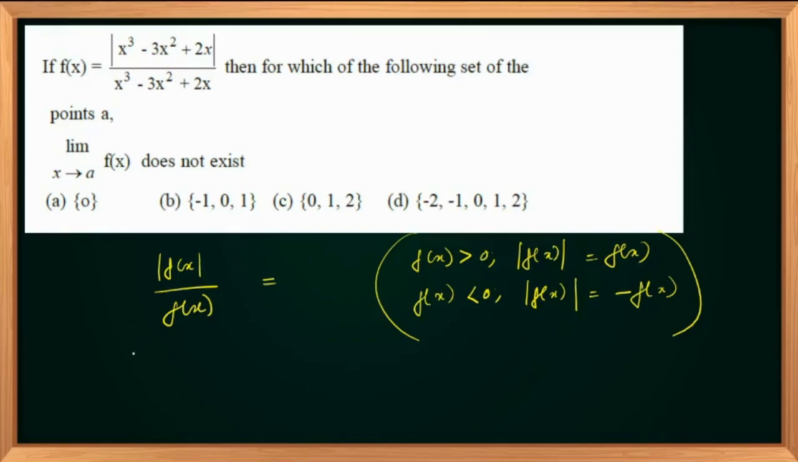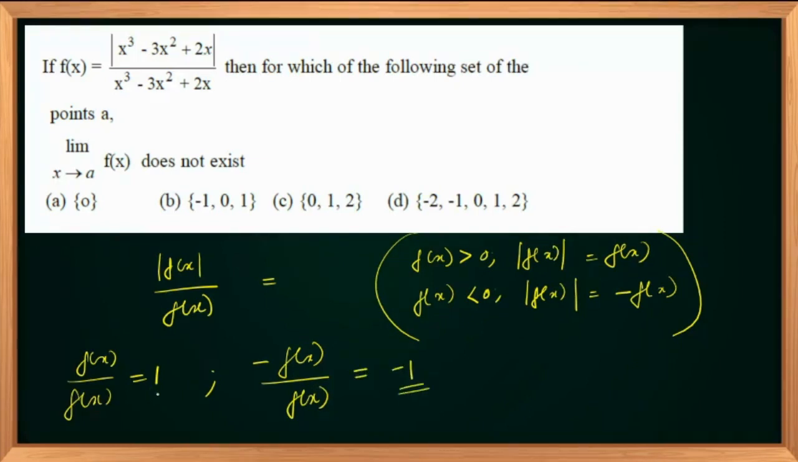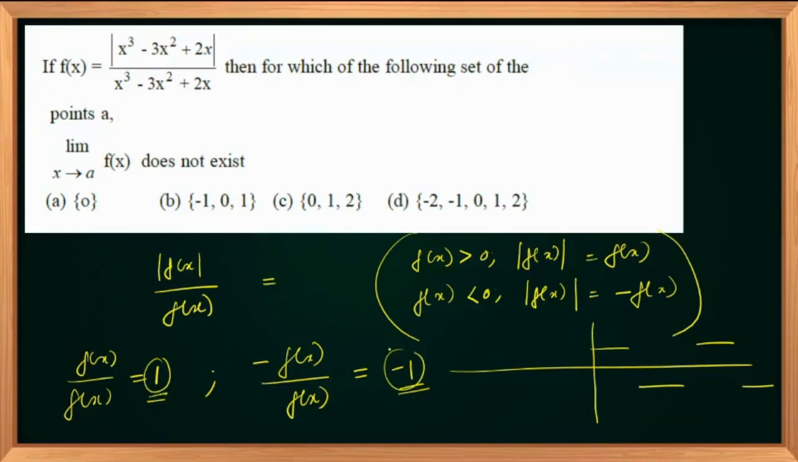So what I have here is, either I can put f of x by f of x, which is equal to 1, or I can put minus f of x divided by f of x, which is equal to minus 1, right? Now the results are going to be, the ratio is going to be plus 1 or minus 1, right? Plus 1 or minus 1. So when the result is plus 1 or minus 1, definitely the limit will exist.